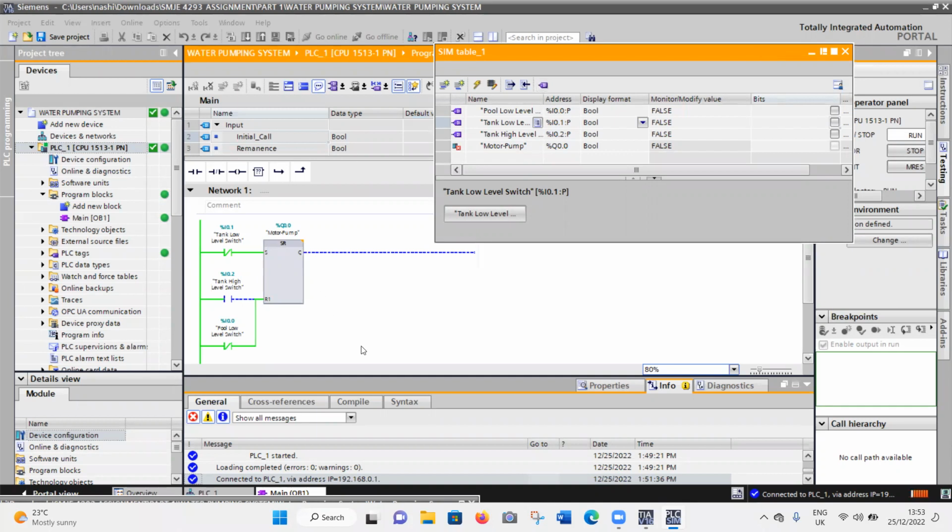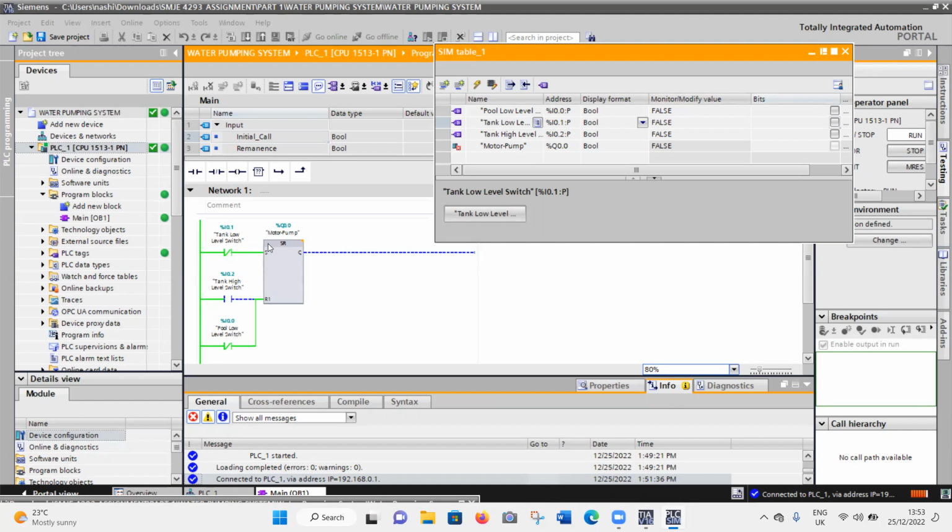As you can see here, this is the ladder diagram that I created before, with each component addressed to its specific name. For example, I1 to the tank low level switch, I2 to the tank high level switch, I0 to the pool low level switch, and finally Q0 to the motor pump. I have picked the SR flip-flop instead of the RS flip-flop, because we are going to prioritize the set input instead of the reset input. So SR is going to be utilized in this particular system.